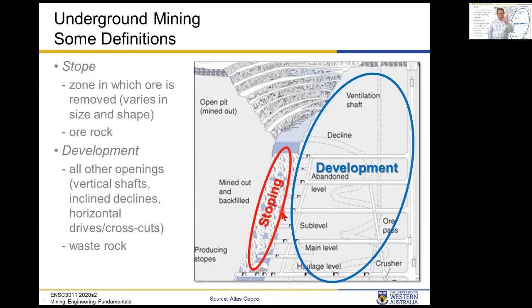So there's two broad types of underground mining. I suppose you get the development, which is fairly common techniques for all stoping methods, and then the stoping methods which differentiate and differ from ore body to ore body.